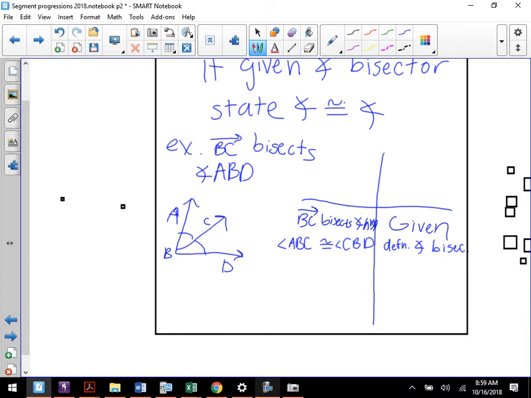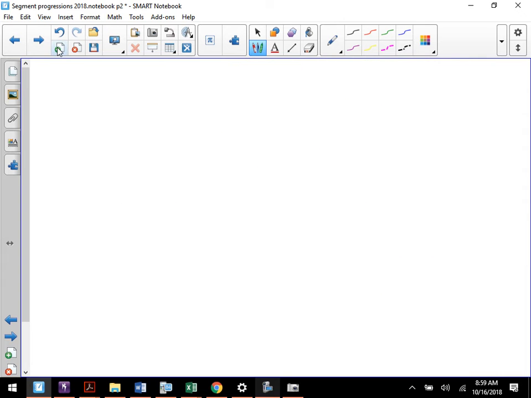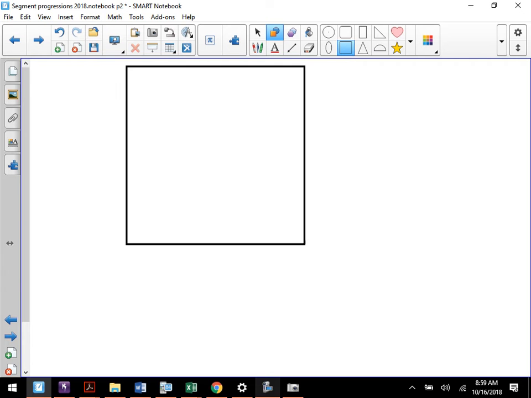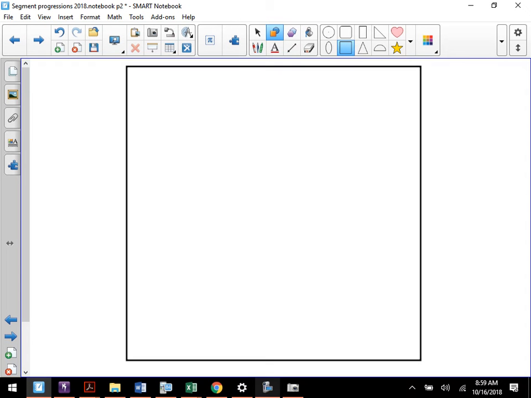Definition of angle bisectors. Okay, so now if I want to make a new one, does everyone have this down? You guys can move on to the next one? No? Alright, let's see if I can do it. Yep, new box.